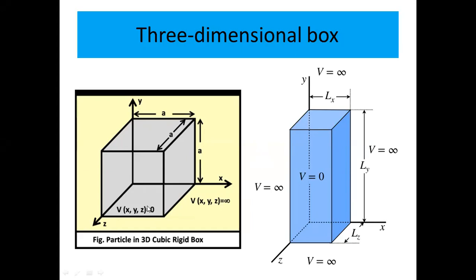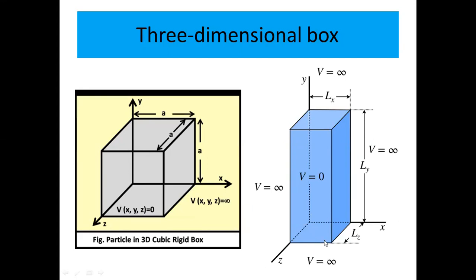In a similar way, as we have discussed the potential energy in case of the one-dimensional box and the two-dimensional box, here the limits are also given. When the particle is in the box, the potential energy would be zero within the box, and it would be infinity out of the box, because the particle is confined along the x-axis, y-axis, and the z-axis.